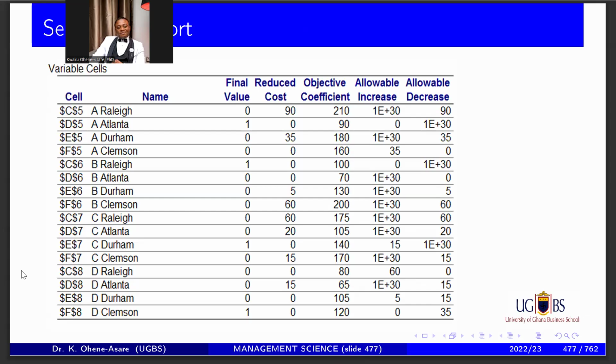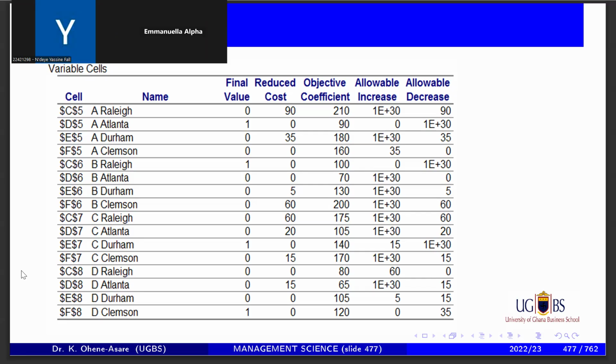Looking at the results, you can clearly identify which officials should go to where. Who can tell me which officials should go to where? Based on the optimization model, which officials should go to where? Official A should go to Atlanta. Official B should go to Raleigh. Official C should go to Durham. And official D should go to Clemson.